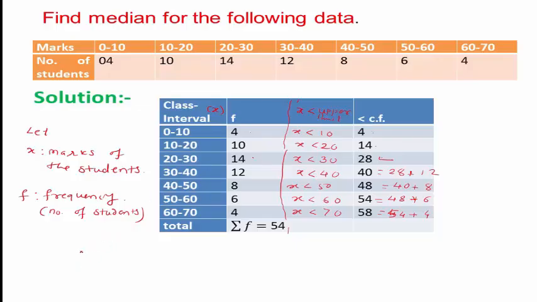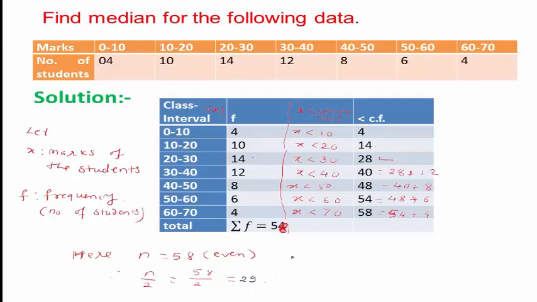Now see here, what is the value of n by 2 here? What is the value of n here? Here n is equal to 58, which is an even number. Then see here, what is n by 2? Therefore n by 2 is equal to 58 by 2, which is 29.